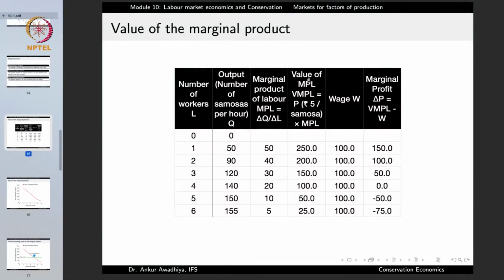So the value of the marginal product of labor is shown in this column. If the marginal product of labor is 50, then 50 into 5 is 250. If MPL is 40, then 40 into the price, 40 into 5 is 200, 30 into 5 is 150, 20 into 5 is 100, 10 into 5 is 50, and 5 into 5 is 25. So this is how we compute the value of the marginal product of labor.